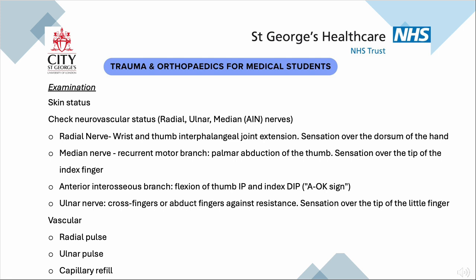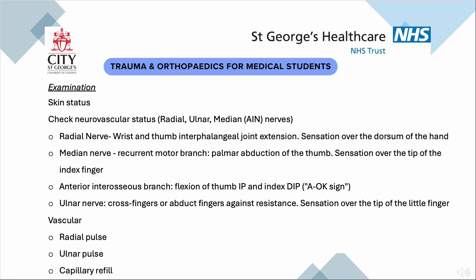The median nerve is palmar adduction of the thumb and sensation over the tip of the index finger. The anterior interosseous branch of this is flexion of the thumb IP and index DIP, the OK sign. The ulnar nerve, you look at being able to cross the fingers or abduct the fingers against resistance, and sensation over the tip of the little finger.